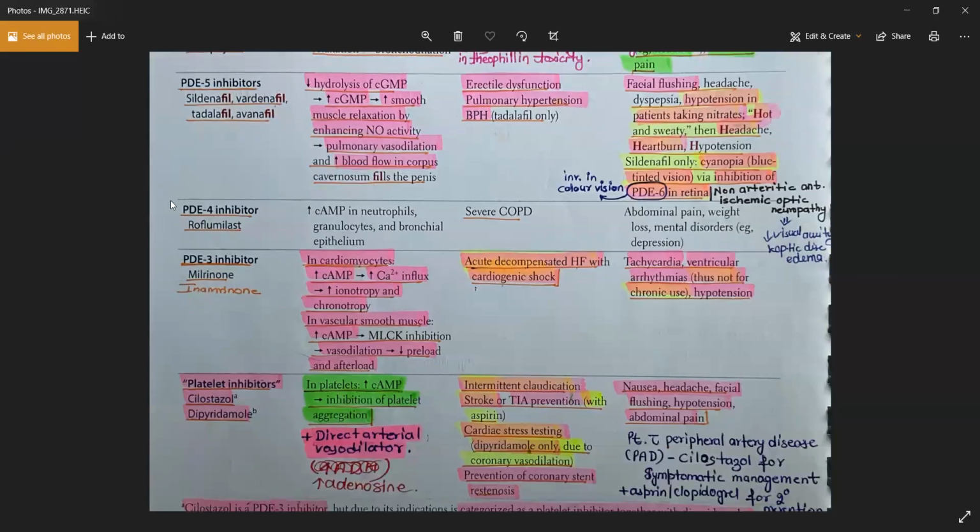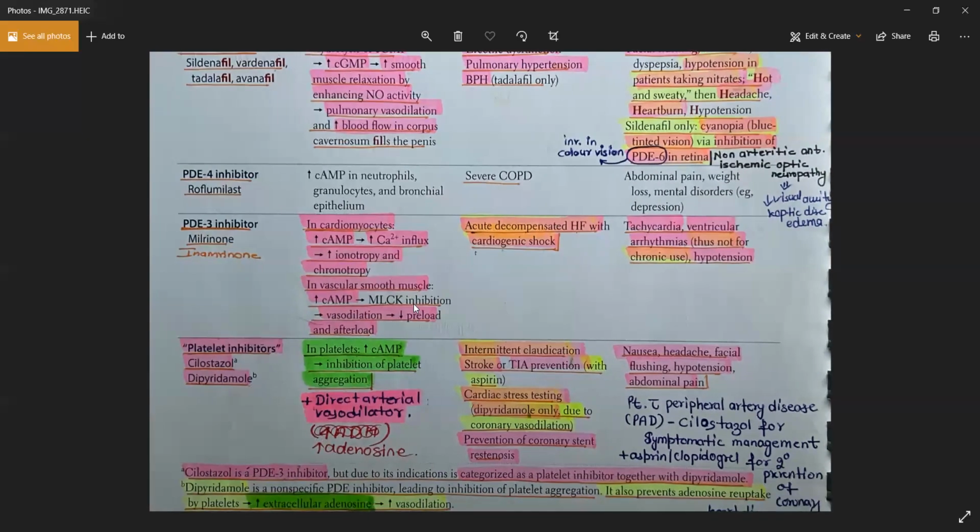Then comes the phosphodiesterase 4 inhibitor, which is roflumilast. It increases cyclic AMP in neutrophils, granulocytes, and the bronchial epithelium. Because it increases cyclic AMP in the bronchial epithelium, you can use these drugs in severe COPD.